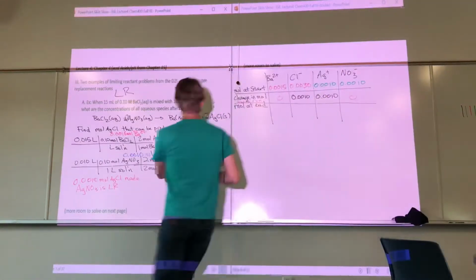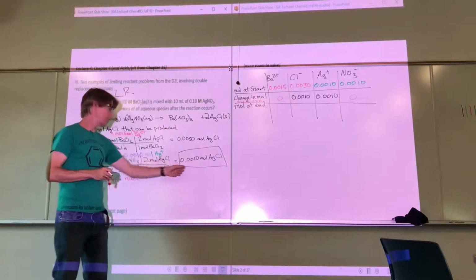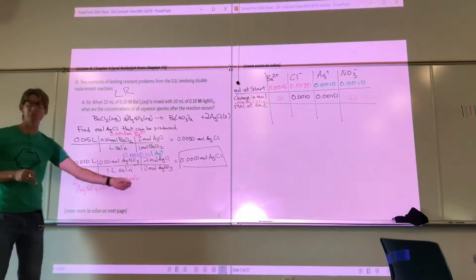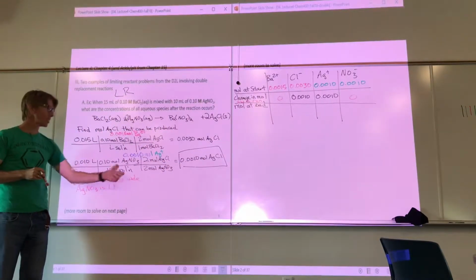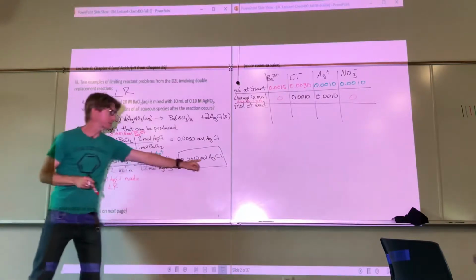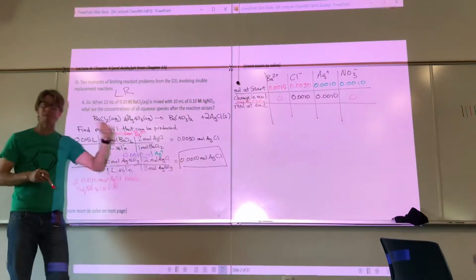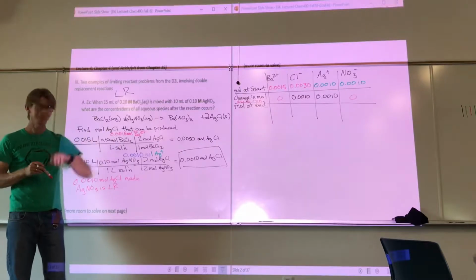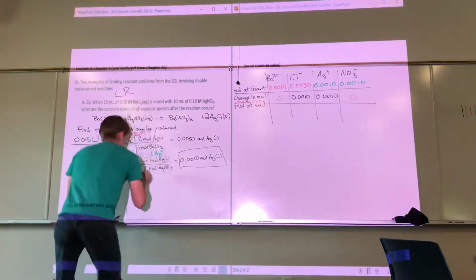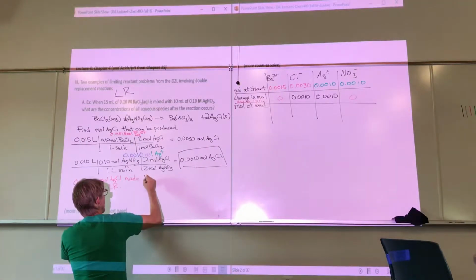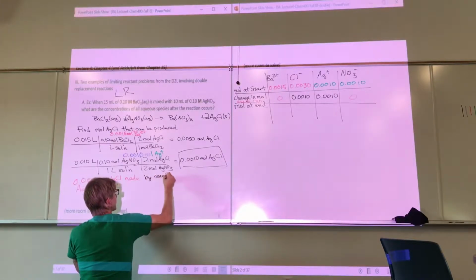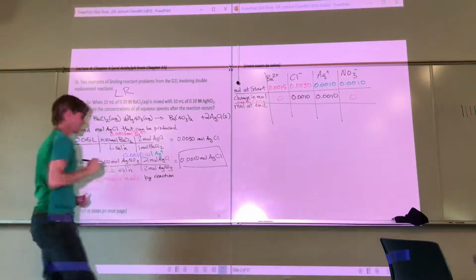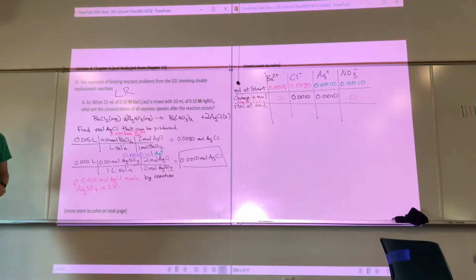So let me come back to this number. This number is the amount of silver chloride made. And another way of thinking about it is it's the amount of silver and chloride ions that are reacted away. So, made by reaction. So I don't know if that answers your question at all, but it's like, I see now.